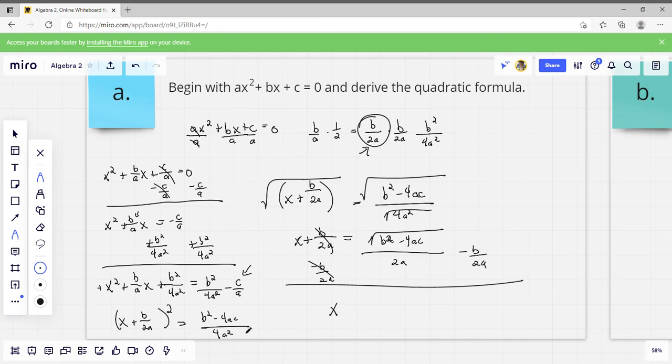So I'm going to have x equals, and this is our plus or minus right there, negative b, and I can combine these because my bottoms are the same here, negative b plus or minus the square root of b squared minus 4ac over 2a. So x equals negative b plus or minus the square root of b squared minus 4ac over 2a. And there's the quadratic formula. So you should have come up with that as the answer by following all those steps.